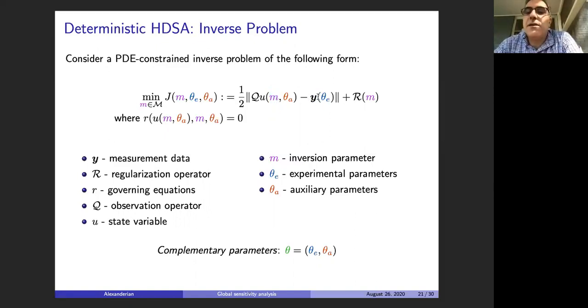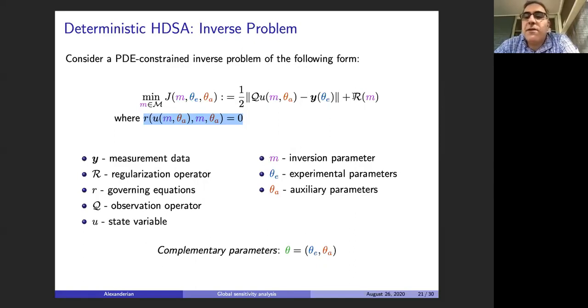And we have various parameters here. We use color coding to make it a little bit easier. So you have experimental parameters that specify your experimental conditions. You have the auxiliary parameters, which are parameters in your governing model. And here, abstractly, I denoted the governing model by this R. We'll have a specific example in a minute.